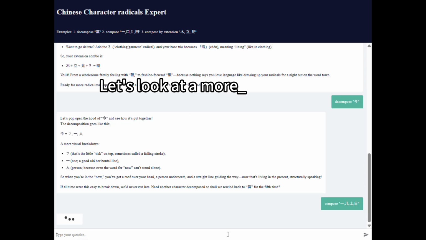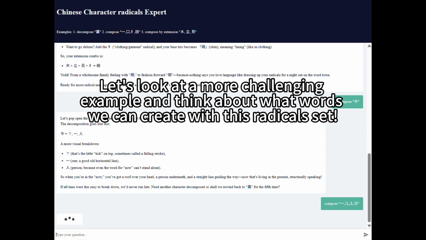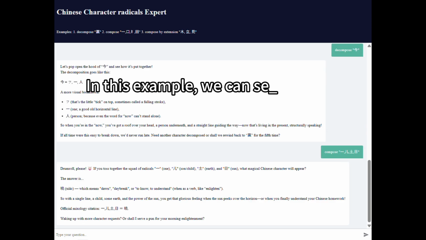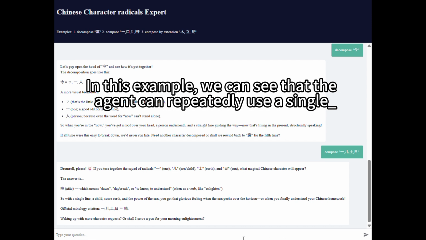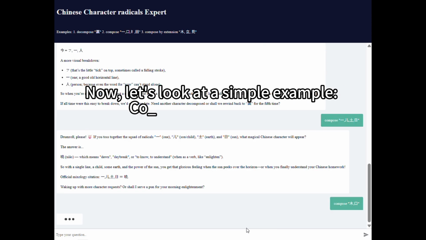Let's look at a more challenging example and think about what words we can create with this radical set. In this example, we can see that the agent can repeatedly use a single radical to form a word. Now, let's look at a simple example: compose n8n.